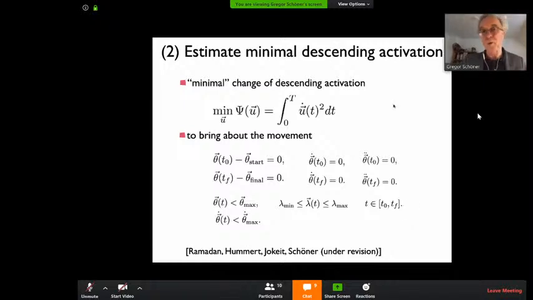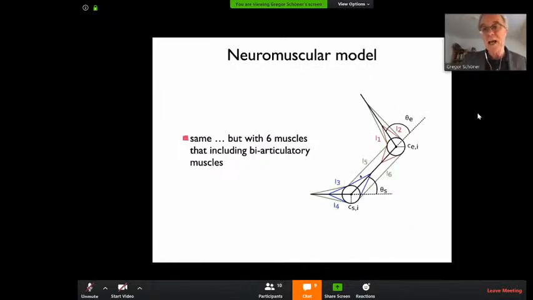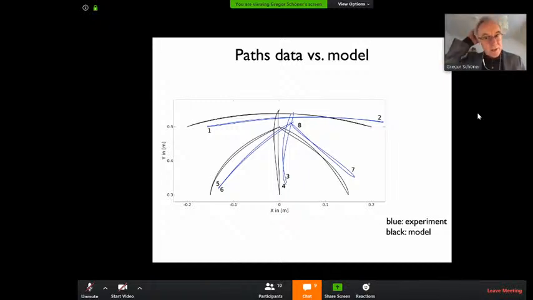And then that was numerically solved as an optimization problem. And that actually has 6 muscles. It has biarticulatory muscles as well, these green ones. And some interesting stuff comes from that. Again, that works reasonably well. These are the paths. The blue is the experiment, the black is the model. They don't lie exactly on top of each other because, in the previous experiment, we used the data to estimate the parameters.